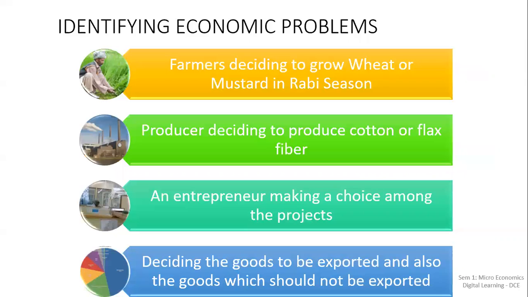Entrepreneurs make choices among the projects that they have, deciding which project is most viable and which is least viable. They have to prioritize, and accordingly, they need to allocate the resources available. Then, deciding the goods which need to be exported and which should not be. Government has to make certain crucial decisions regarding the economy's welfare, wherein they don't just have to see the economic benefits but also the social welfare.